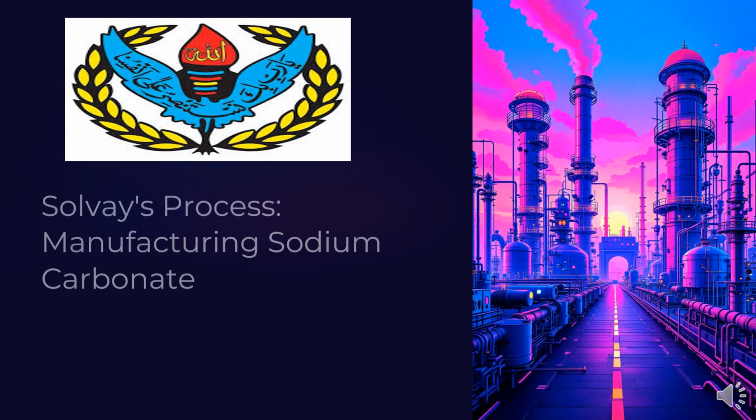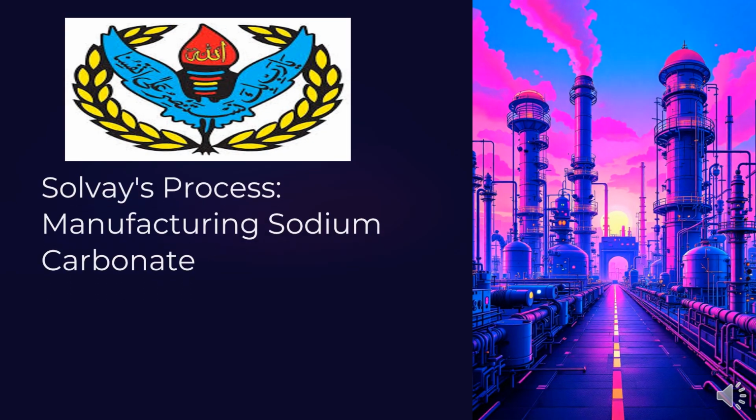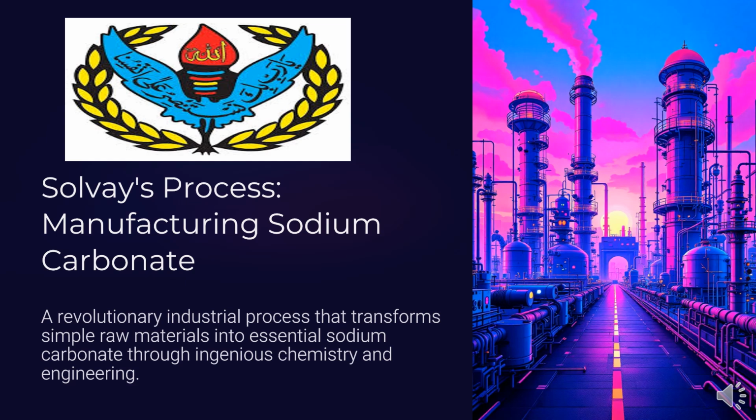Dear students, today we are going to learn about Solvay's process, a topic of grade 10 chemistry, manufacturing sodium carbonate. A revolutionary industrial process that transforms simple raw materials into essential sodium carbonate through ingenious chemistry and engineering.